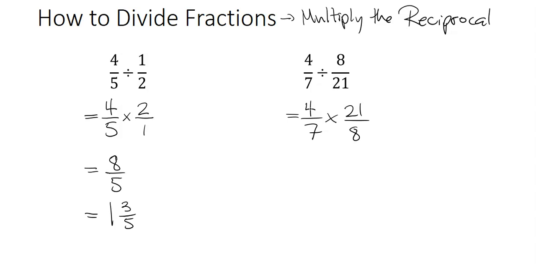So the greatest common factor that 4 and 8 have is 4. Cancel that out. 4 divided by 4 is 1. 8 divided by 4 is 2. 7 and 21, greatest common factor is 7. 7 divided by 7 is 1. And 21 divided by 7 is 3. There are no more common factors in our numerator row and our denominator row, so we can multiply straight across. We'll get 3 over 2, which we need to change to a proper mixed number, 1 and 1/2.